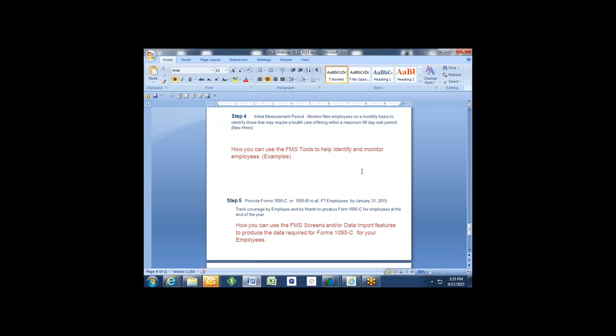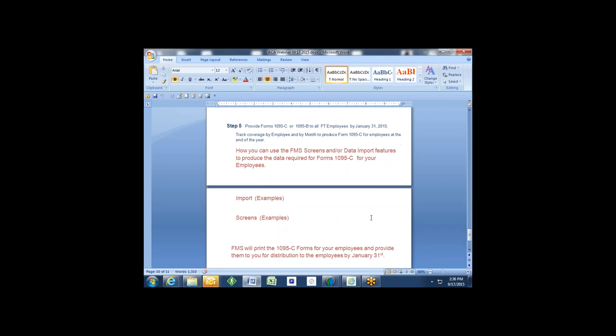Step 4 is just really pretty basic. What they're saying is that there's also an initial measurement period, and basically what that means is that you have to monitor any new hires for up to 90 days to see if their hours are going to average the 30 or more hours, and that you have to give them an offer of coverage for insurance. And that would pretty much be the exact same thing that Chris just showed you, only now you're just looking for people that were just recently hired or have a new hire date.